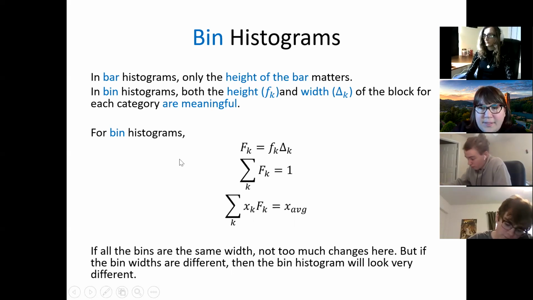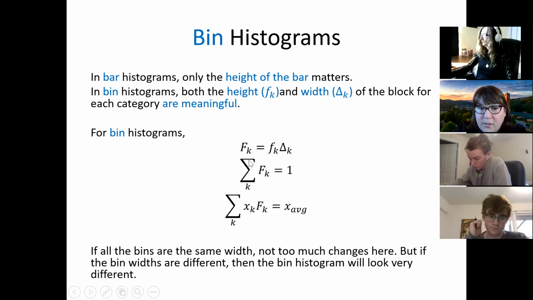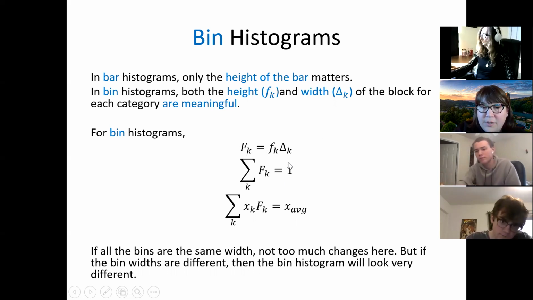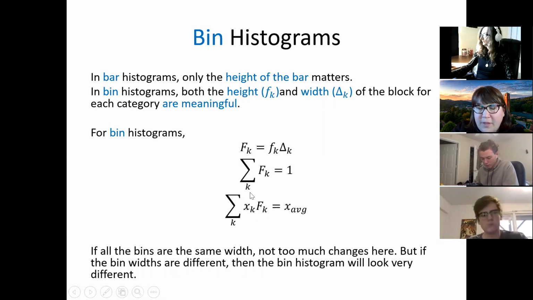So instead of the previous math, we're going to take the width of our bin and multiply by the height of the bin to now get this value f sub k. And when we add up all the f sub k's, basically the area of each bin, the areas should add up to 1 for the bin histogram. And it's still true that the value per bin times that bin area, if you multiply those and add them up, you'll get that average value, just like for the previous histogram.